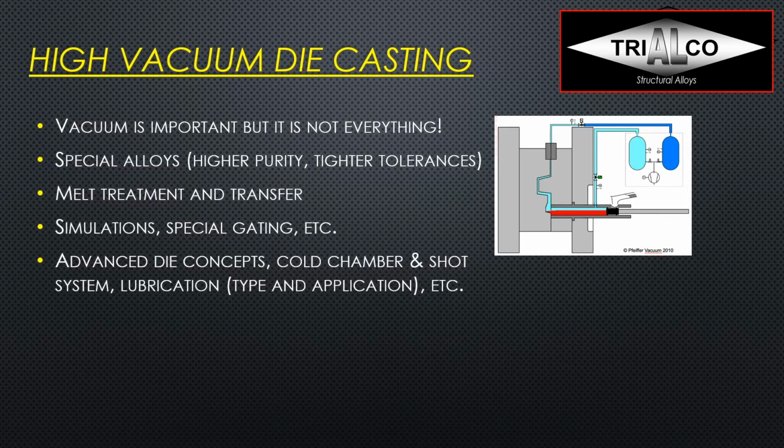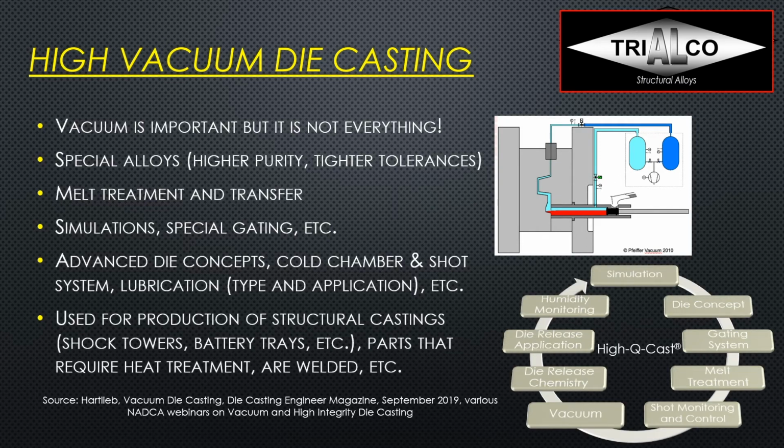You also need a special cold chamber and shot system design. There are also special plunger types for high vacuum that can compensate for any wear that you would get over time. Special lubrication and lubrication types so that you have minimal application of lubricants is also a must. This is really just used for the production of structural castings, so shock towers, battery trays, those longitudinal members, and things that require heat treatment that are welded and riveted and such.